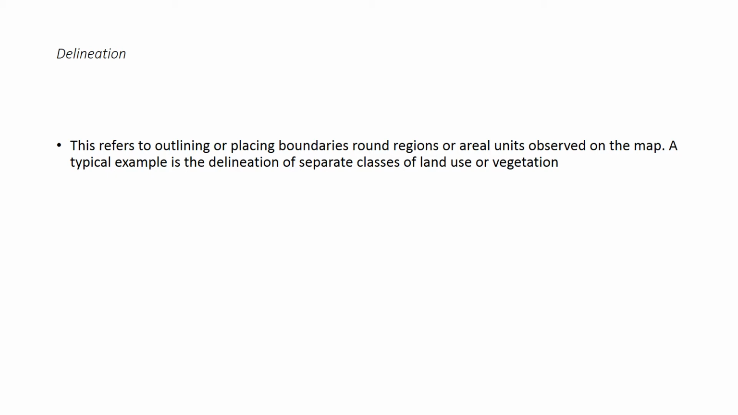Delineation. This refers to outlining or placing boundaries around regions or areal units observed on the map. A typical example is a delineation of separate classes of land use or vegetation or lithology. You want to say, no, these rocks are igneous, the other ones are metamorphic or sedimentary.